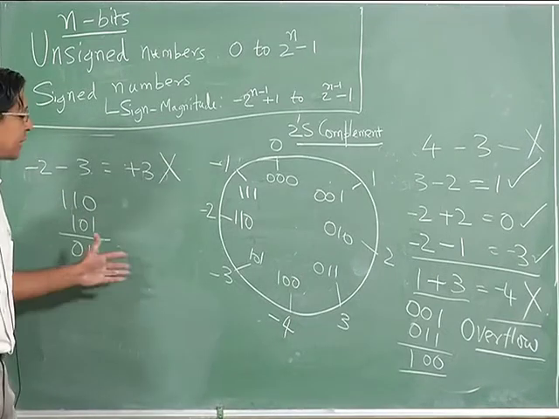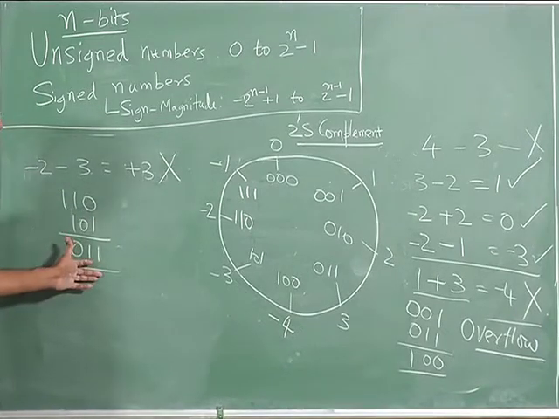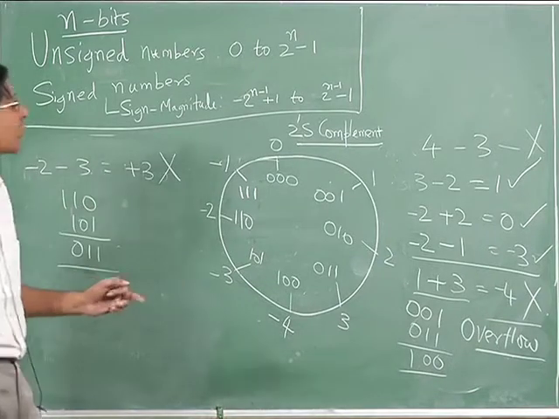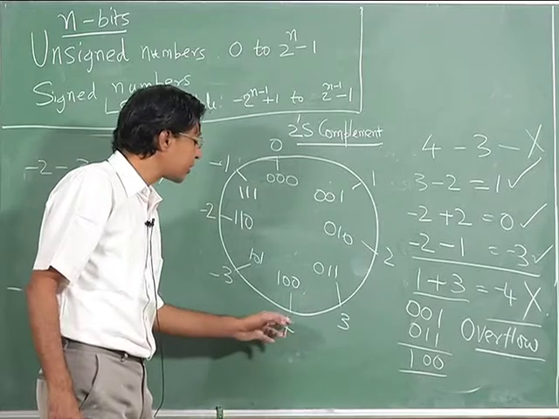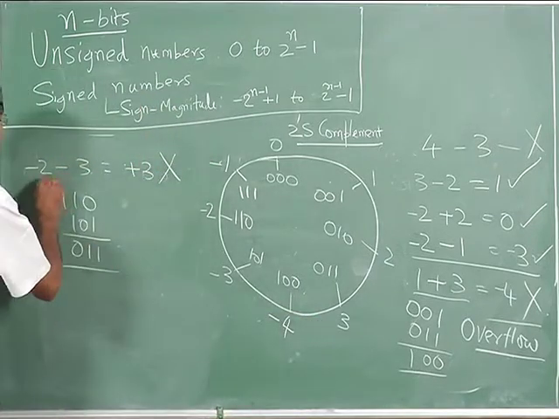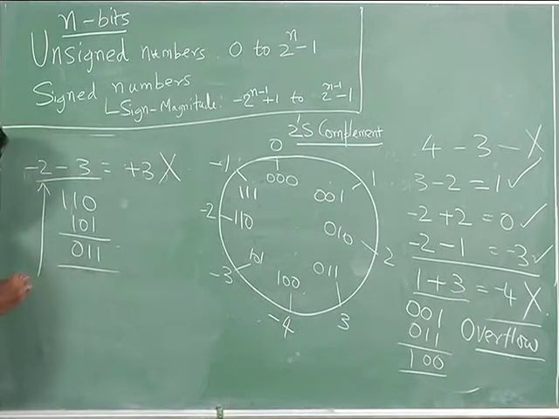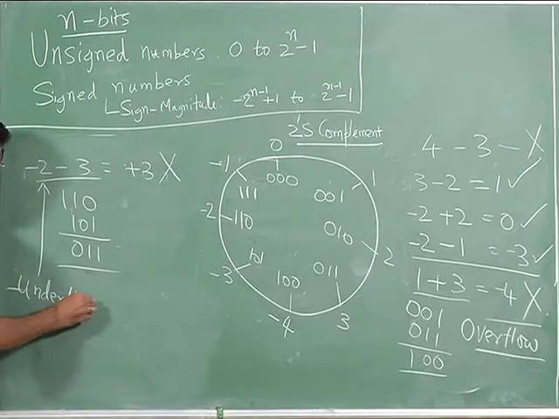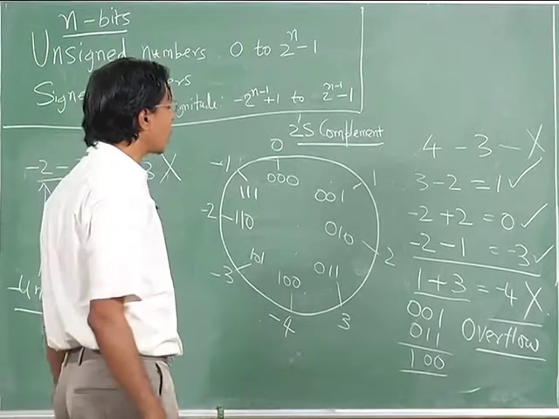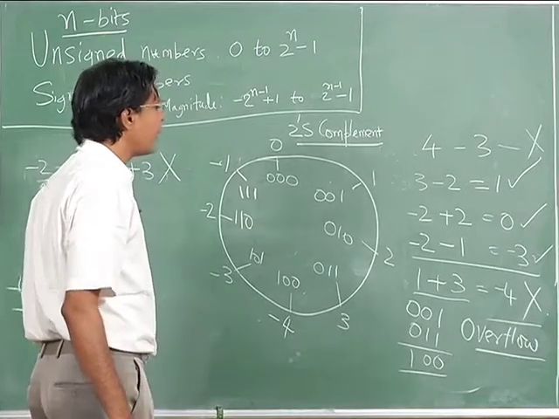Why am I getting plus 3 here? Because minus 5, which is the correct answer, is out of the range of this. It is less than minus 4. This basically I can call as an underflow. So how do I detect this overflow and underflow?